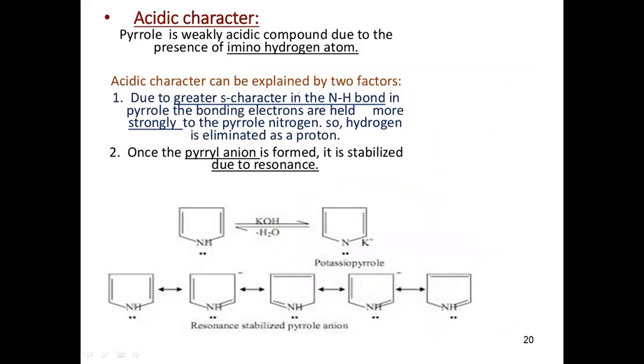Acidic character can be explained by two factors. Due to greater S character in the NH bond in pyrrole, the bonding electrons are held more strongly to the pyrrole nitrogen, so hydrogen is eliminated as a proton.